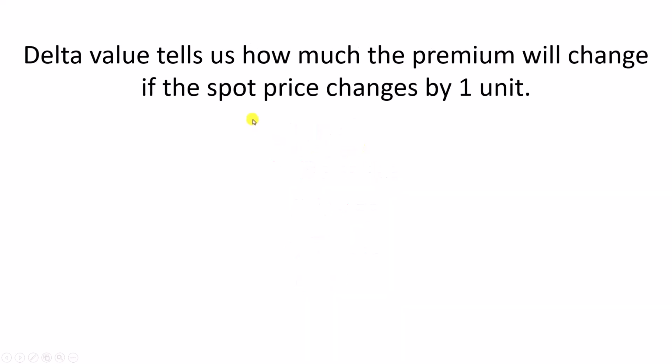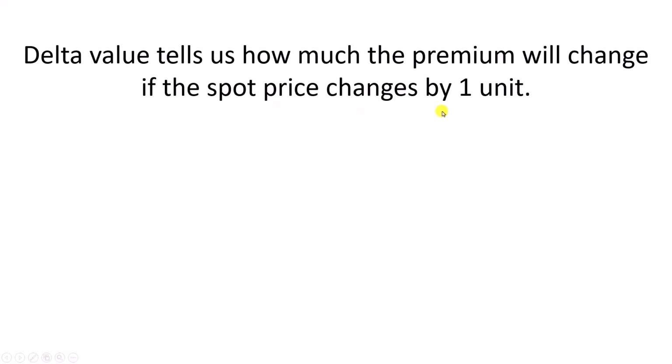Basically, delta is a value, and this value tells us how much the premium changes when the spot price changes by 1 unit. Now, when I say spot price, it is not only for stock. If you are trading in an index, for example, Nifty or Bank Nifty, then it is the spot price of Nifty and Bank Nifty. So, when I say spot price, it means the spot price of the underlying asset you are trading. It may be either a stock or an index.